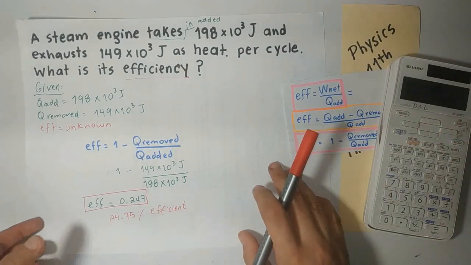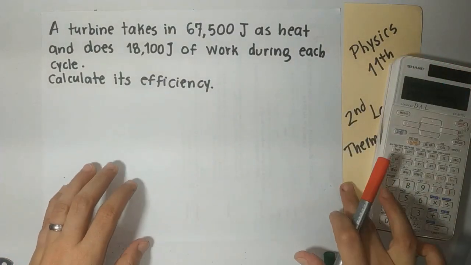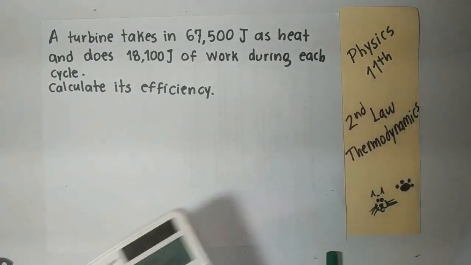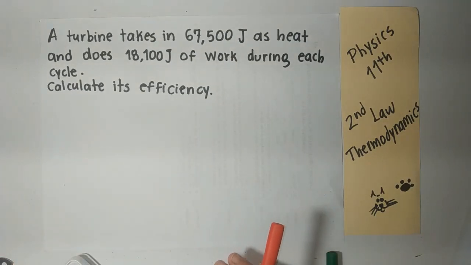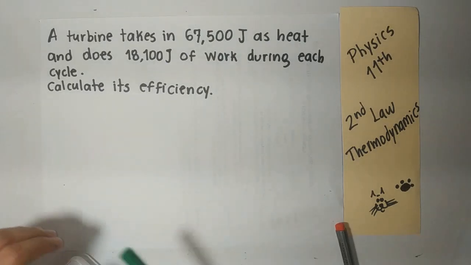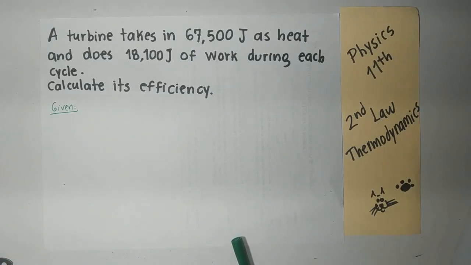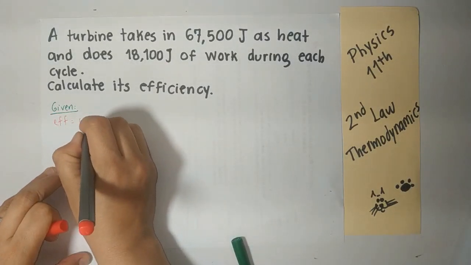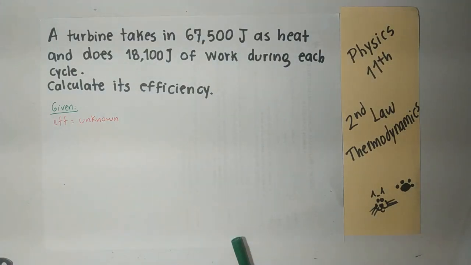Now I'm going to develop another example right here. A turbine takes in 67,500 joules as heat and does 18,100 joules of work during each cycle. Now calculate its efficiency. Again, it's asking us to find efficiency. So first of all, we need to write the givens. Let's take out the rest of the givens.